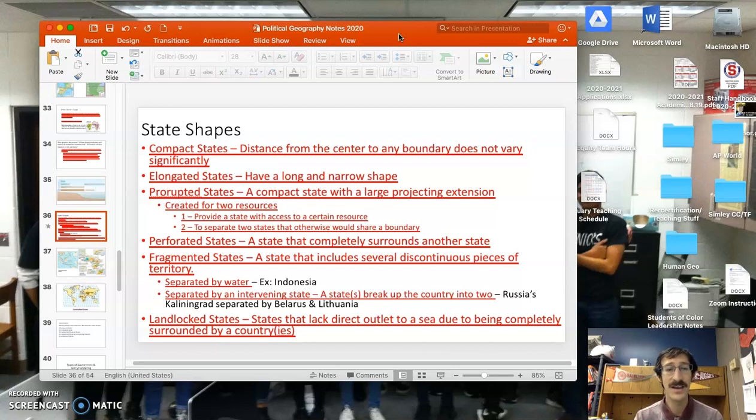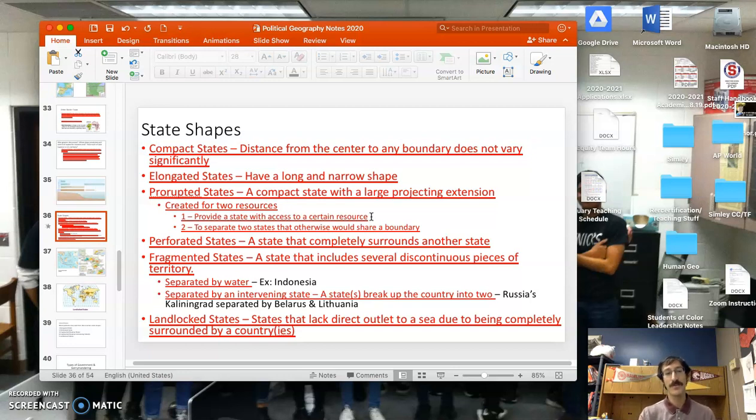Then we get prorupted, which is a compact state that has a very large projecting extension. Again, we'll see examples of this here. These are created for two different reasons, and when we talk about superimposed boundaries, it's a country that has created this extension of its boundary for a particular purpose. One is to give a state access to a certain resource, whether that's oil, water, diamonds, uranium, whatever. They've created that in order to get access to it, or to separate two states that would otherwise share a boundary. Again, you can think about that in terms of, do we want to create conflict? Do we want to create alliances? Do we want to get in people's way? There are other types of examples of that.